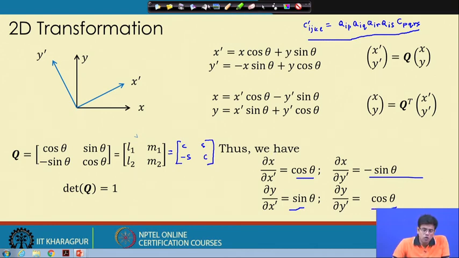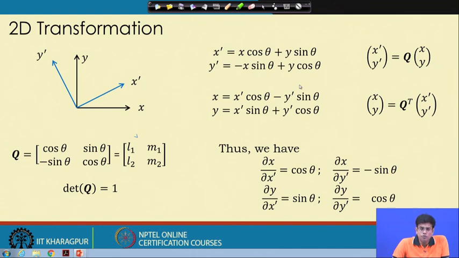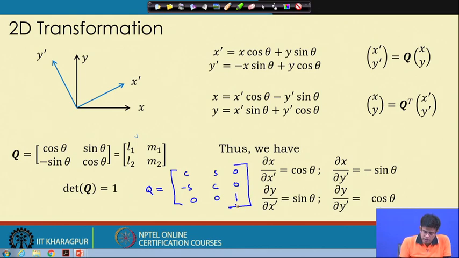So essentially what we have learned here is that we can rotate the coordinate system. One important thing I should point out is that Q can be written in 3D format also, which is essentially C, S, 0, minus S, C, 0, and 0, 0, 1. It represents a rotation about the z axis, so a rotation of the xy plane.